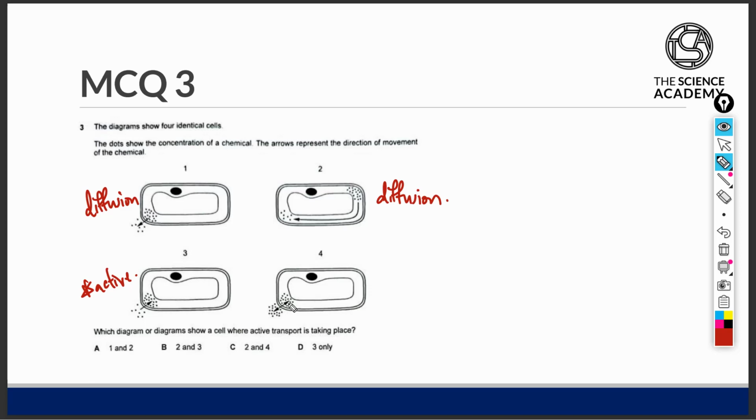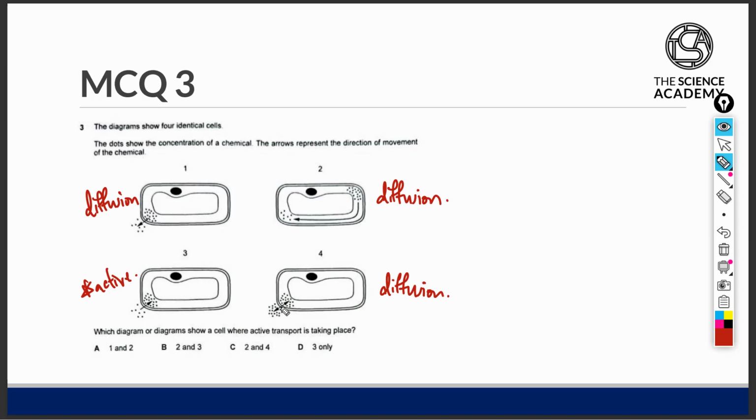Cell number 4 shows that the movement of the chemical is bidirectional, so there is actually no net movement, or rather the chemicals are diffusing in as some of the chemicals are diffusing out. This is occurring at the same time, and this is also a passive process via diffusion. In this case, there is no net movement, but there is still diffusion going on as some of the molecules move in while others move out.